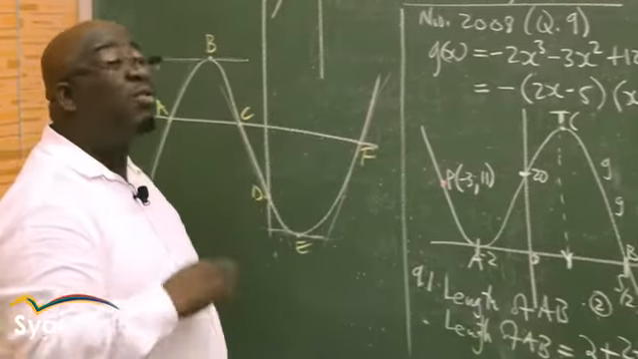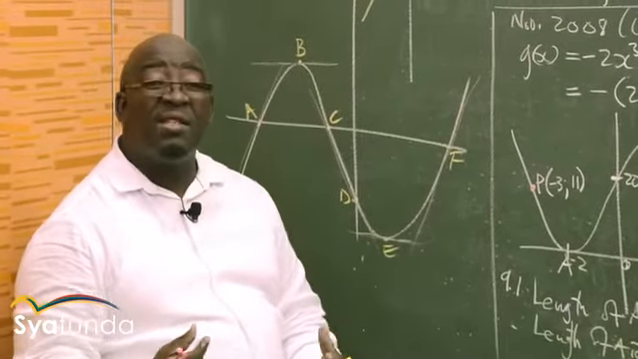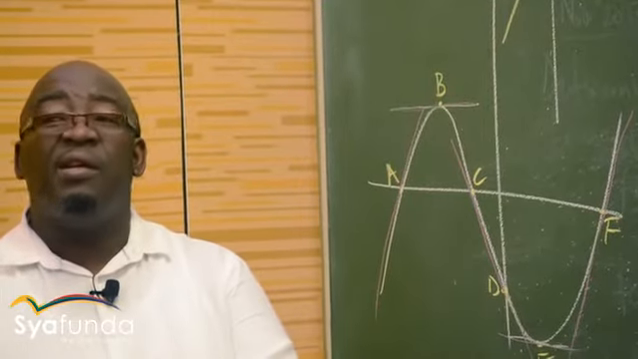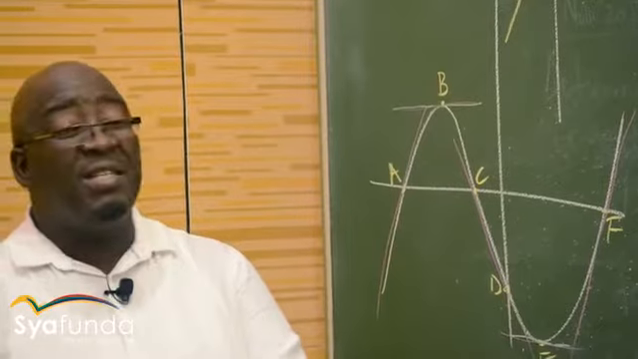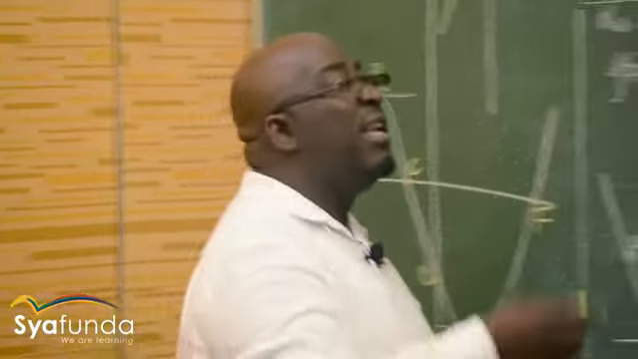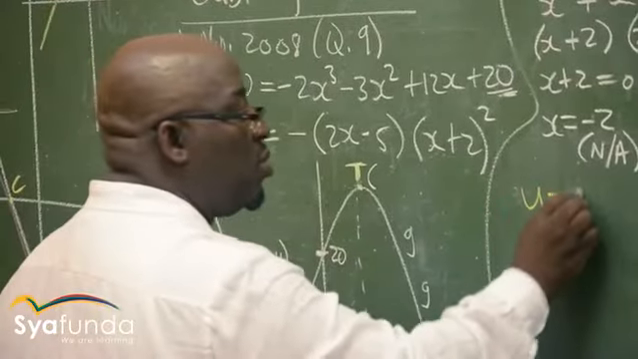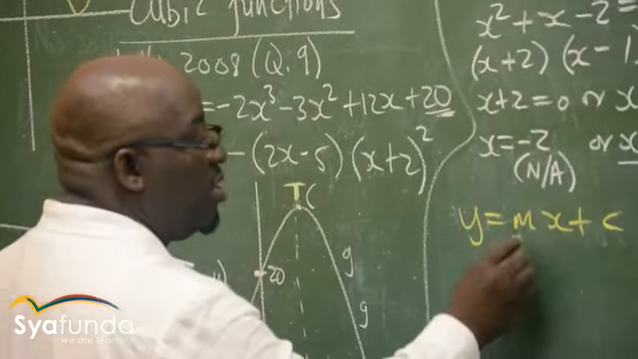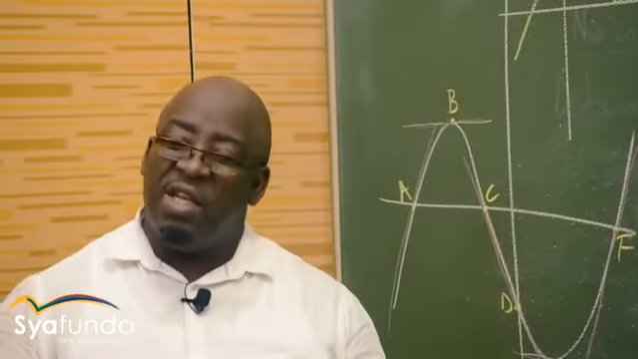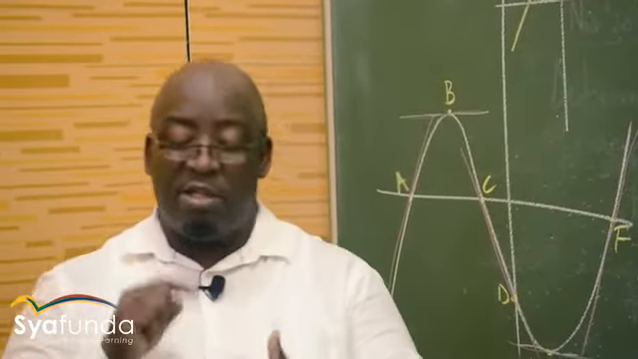In the form y is equal to something. What is that? Sifuna tangent. The tangent is nothing else but a straight line. So masifuna equation of a tangent, so sifuna ubani m no c. That becomes important. Equation of a tangent, y is equals to mx plus c. So sifuna m no c. Because ngithola equation of a tangent, fanele ngibe ne gradient ne point.